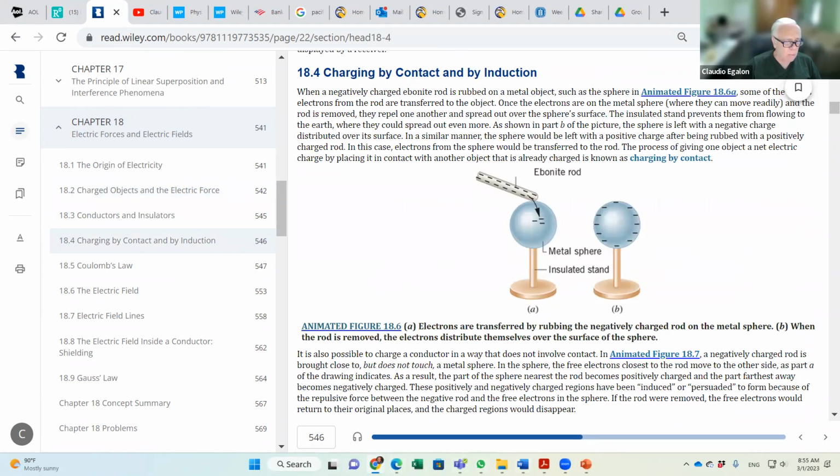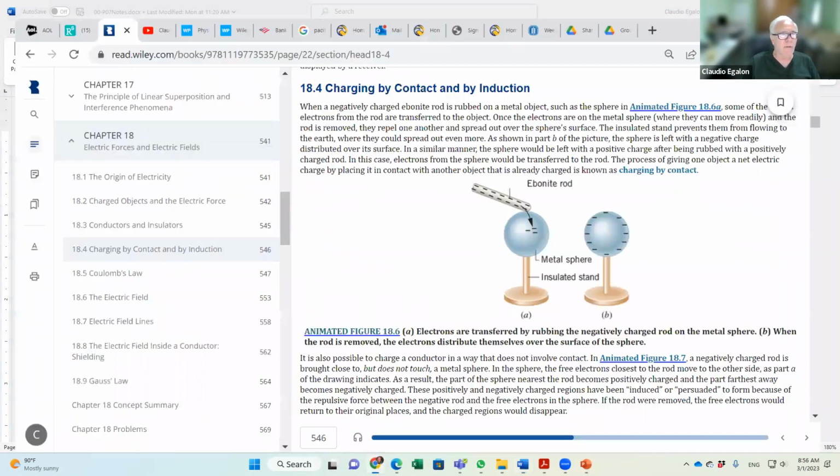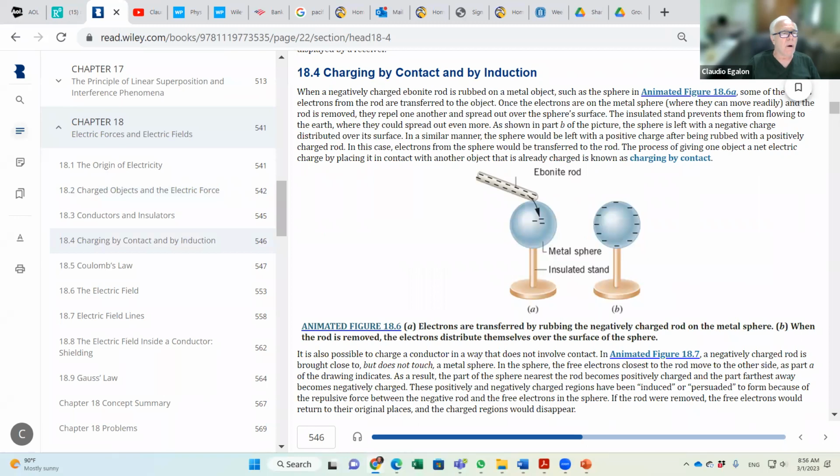I'm skipping this one, but here they're just, let's see. Yeah, we gotta skip this one because I didn't cover that. Skip, but this is just a way for you to find out how we can charge objects. That's one possible way of charging an object. Another way is just by connecting the object to a battery, for instance.